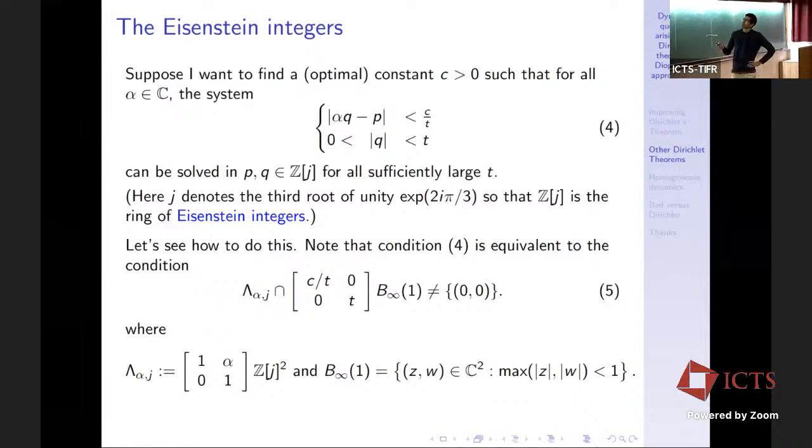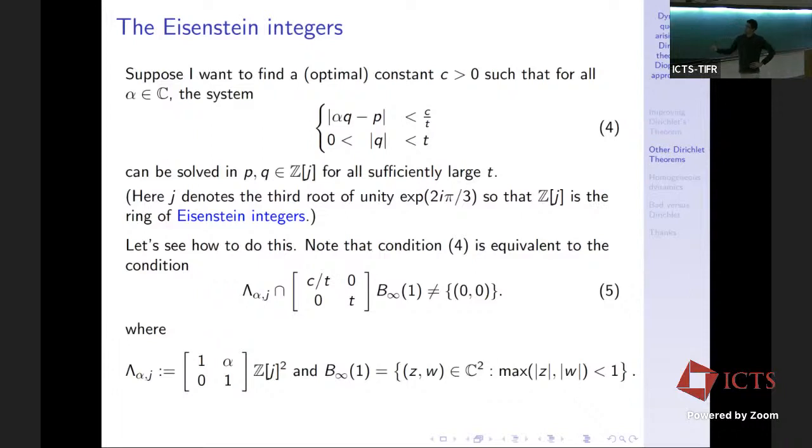So that's different. And I want to see whether you have solutions for P and Q in the ring of Eisenstein integers. This J that I've written there is the third root of unity.